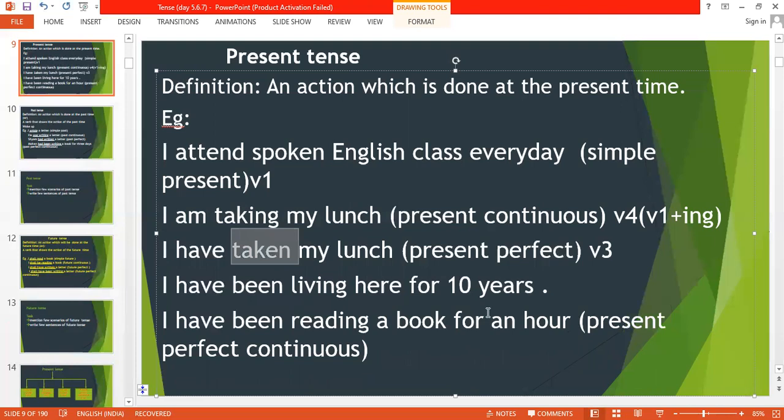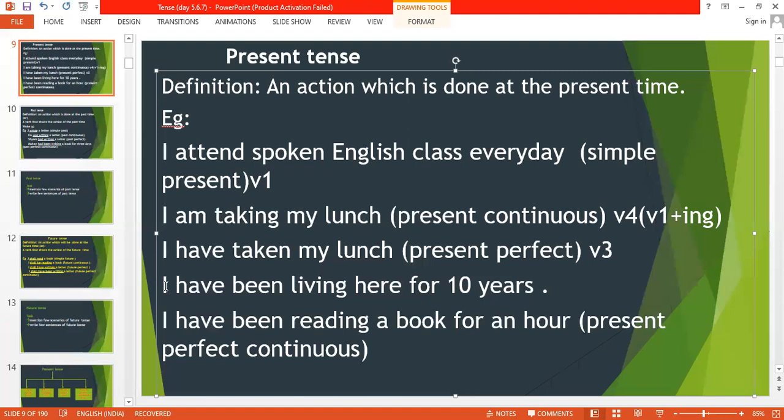Now, we are going to get the next tense, that is present perfect continuous. So what is the use of present perfect continuous? Let's discuss. Let me tell you the example. The example is, I have been reading a book for an hour, or I have been living here for 10 years. So what's the meaning of this? Most of you may say that it means the work started in the past and is still going on, but that's the wrong concept.